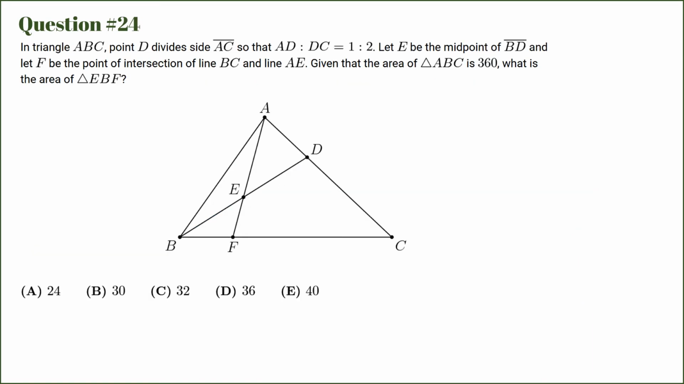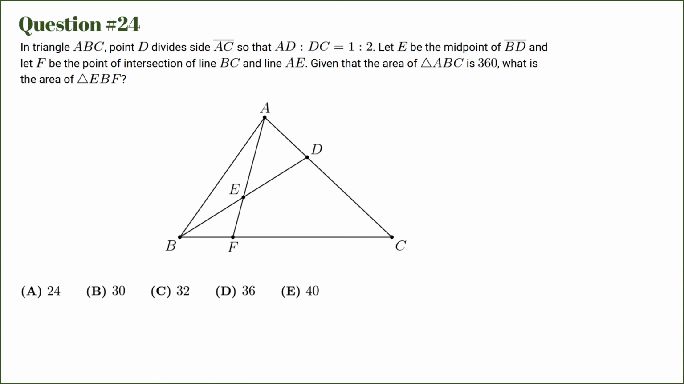Question 24 states, in triangle ABC, point D divides side AC so that AD to DC is equal to 1 to 2. Let E be the midpoint of BD, and let F be the intersection of line BD and AE. Given that the area of ABC is 360, what is the area of triangle EBF?